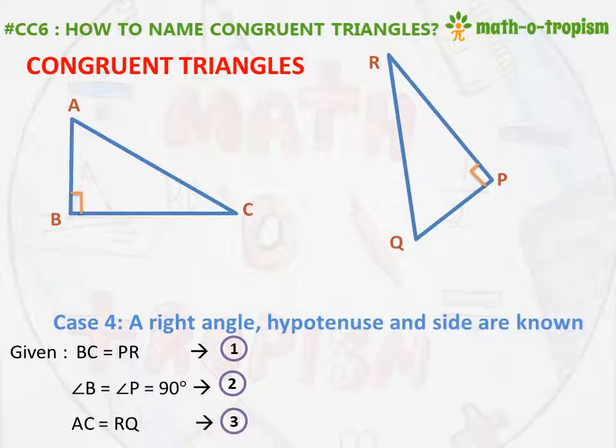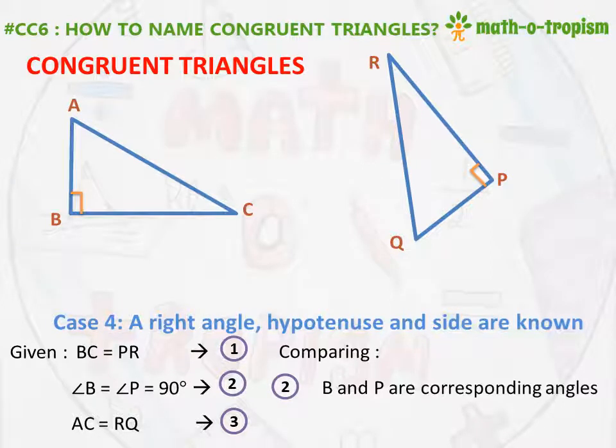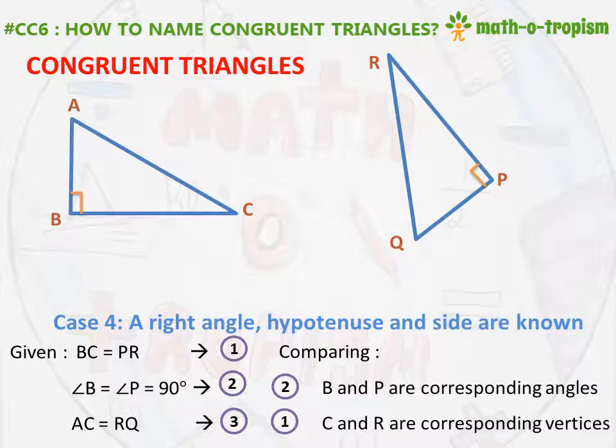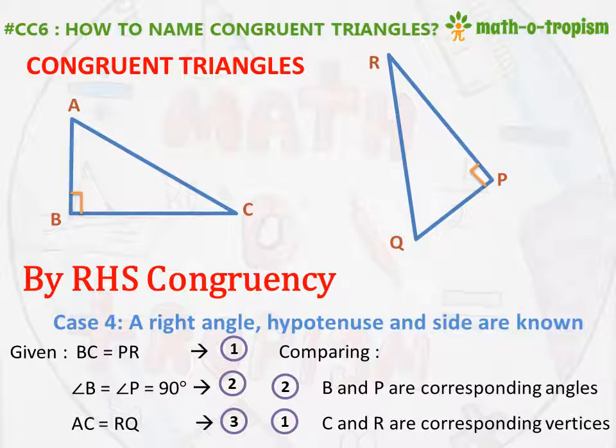So again, comparing and starting with angles, we have from 2 that B and P are the corresponding angles. When we take the first equation, after taking away the B and P, C and R are the corresponding vertices. Now here we had a right angle, hypotenuse and side, so we will write triangle ABC. So instead of A, we will be now writing Q because that's the balance one. So triangle QPR are congruent.